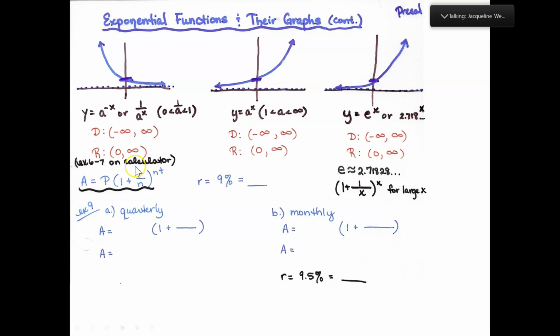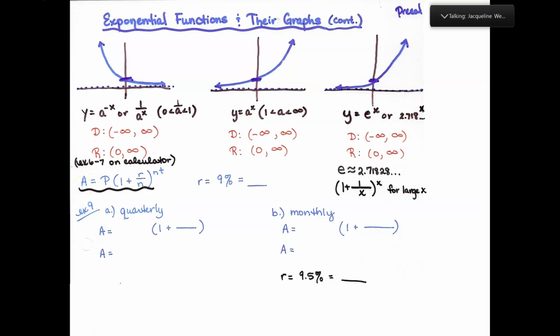So one more time, P is your principal. So A, of course, is your amount of interest. P is your principal. R is your rate, written as a decimal. N is the number of times it gets compounded, and T is your time in years, okay? So that will tell me my final amount out here that includes the interest.